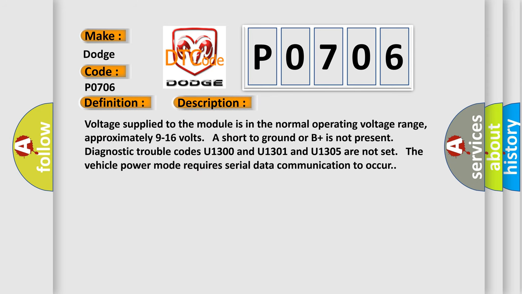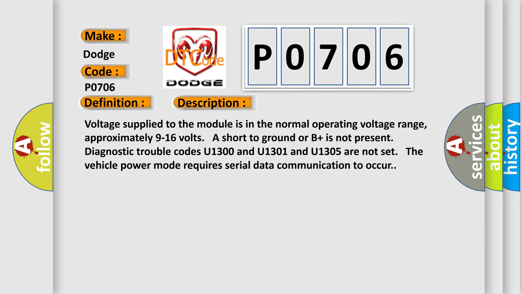Voltage supplied to the module is in the normal operating voltage range, approximately 9 to 16 volts, a short to ground or B+ is not present. Diagnostic trouble codes U1300 and U1301 and U1305 are not set. The vehicle power mode requires serial data communication to occur.